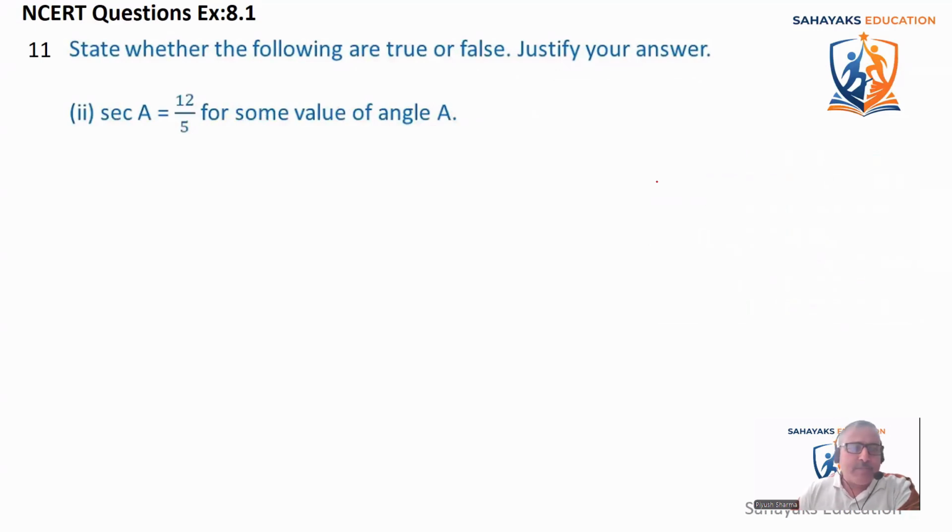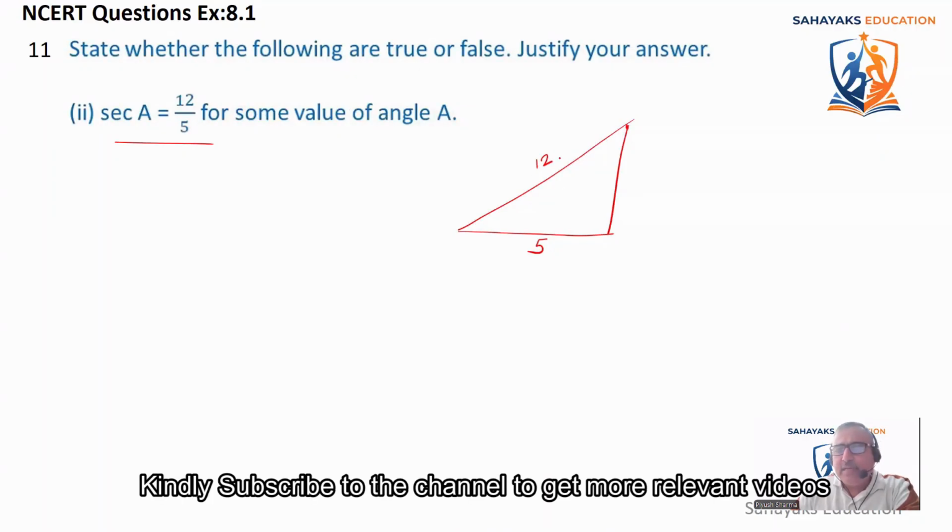Now coming to the next one, state whether the following are true or false. Sec A is equal to 12 by 5. Let's make a right angle triangle here. What is sec A? Sec A is hypotenuse by base. Yes, it's possible. Why? Because the hypotenuse is always greater, so definitely we'll find some value for the perpendicular. And this sec A is equal to 12 by 5 can exist for some angle. I don't know which angle, but it can exist for some angle because the hypotenuse is greater than the base in any right angle triangle. We don't have to compute it.